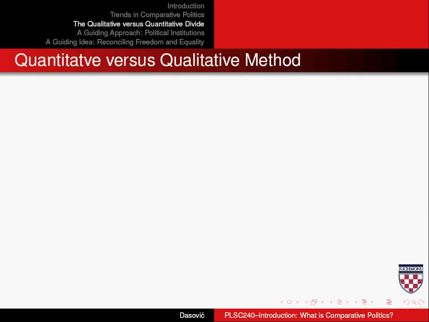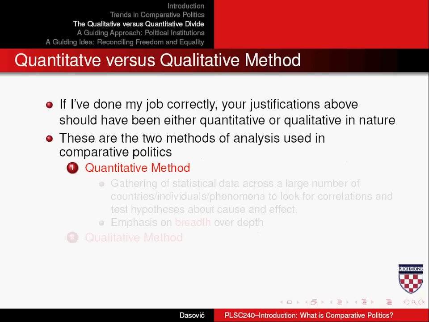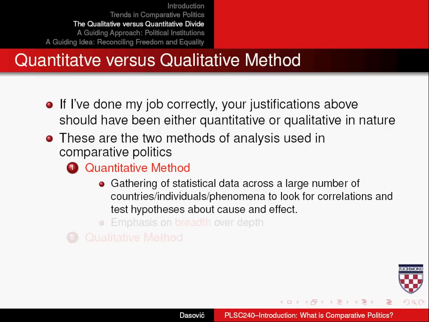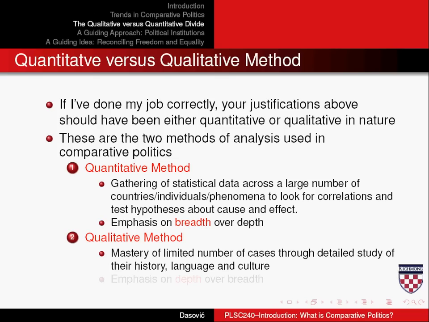Now, if you think about it, all those justifications are either qualitative or quantitative in nature, right? So these are the two different methods of analysis, essentially, in comparative politics. One is the quantitative method, which is the gathering of statistical data, with an emphasis on breadth over depth. The other is the qualitative method, in which the idea is to achieve a mastery of a limited number of cases through a detailed study of their language, history, and culture. As opposed to the quantitative method, it emphasizes depth over breadth. Okay.